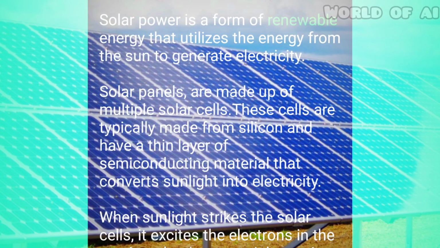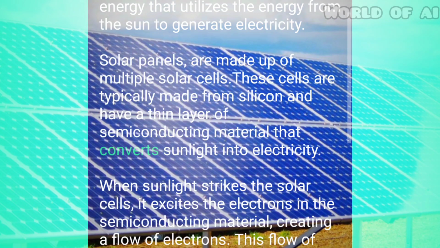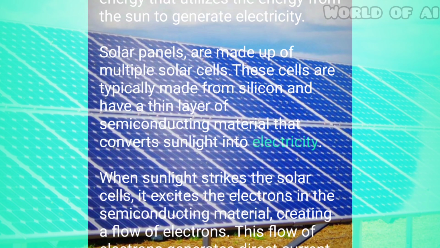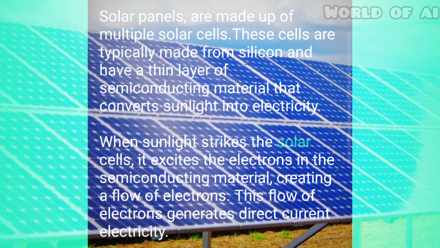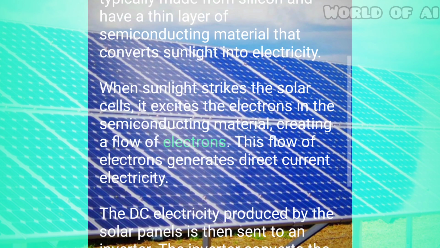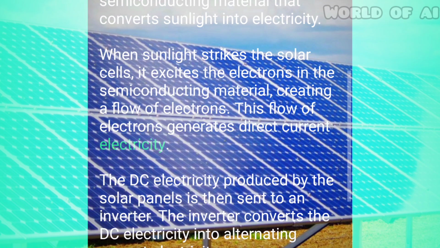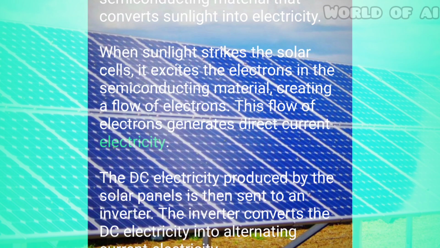Solar power is a form of renewable energy that utilizes the energy from the sun to generate electricity. Solar panels are made up of multiple solar cells. These cells are typically made from silicon and have a thin layer of semiconducting material that converts sunlight into electricity. When sunlight strikes the solar cells, it excites the electrons in the semiconducting material, creating a flow of electrons. This flow of electrons generates direct current electricity.